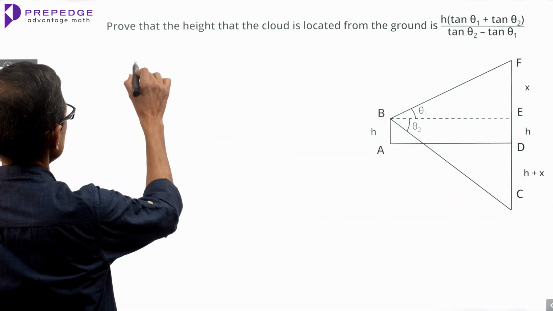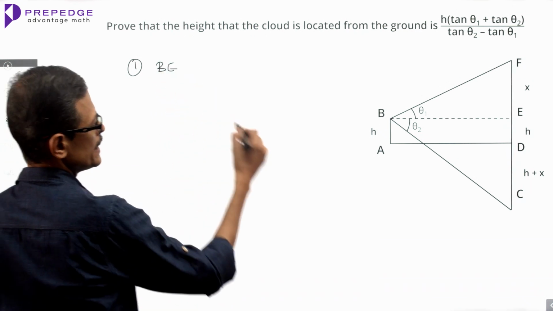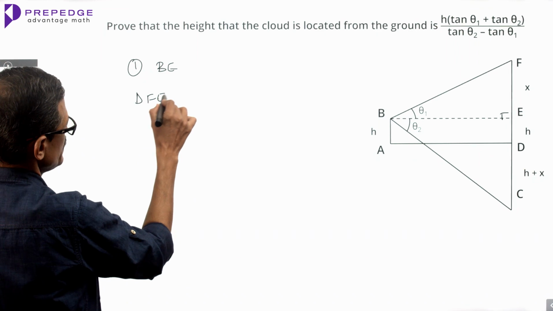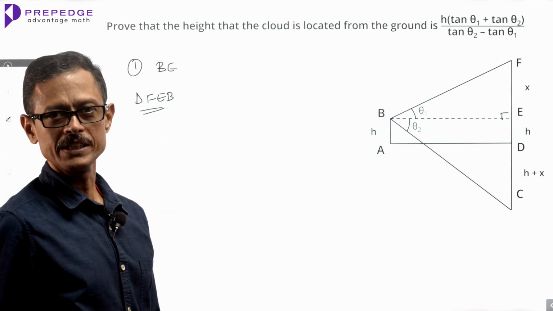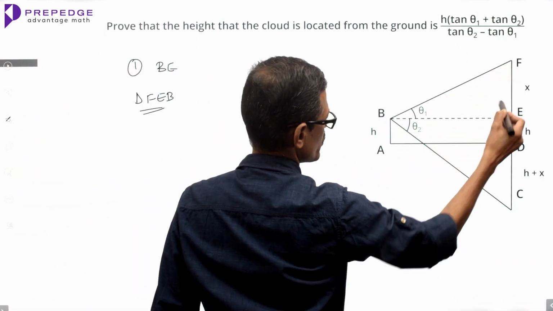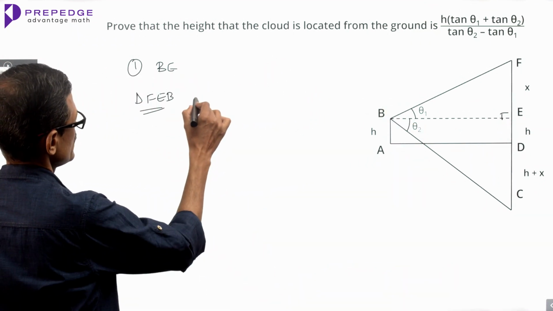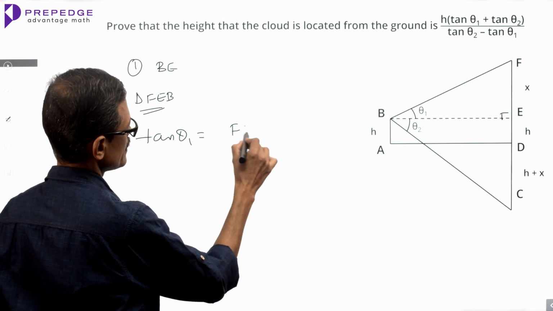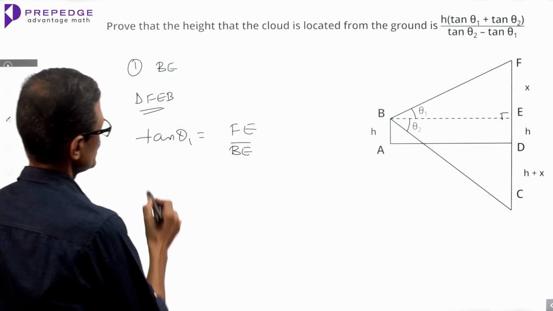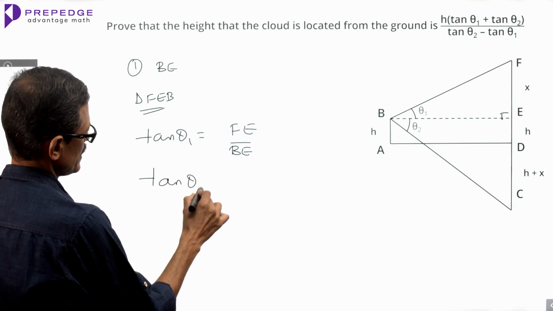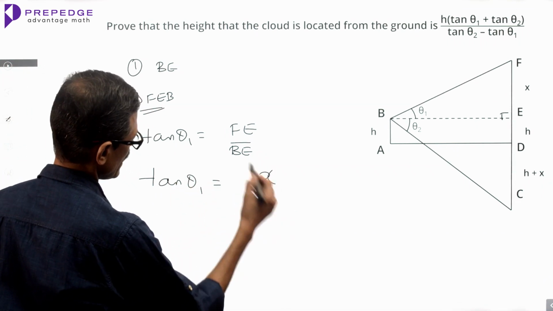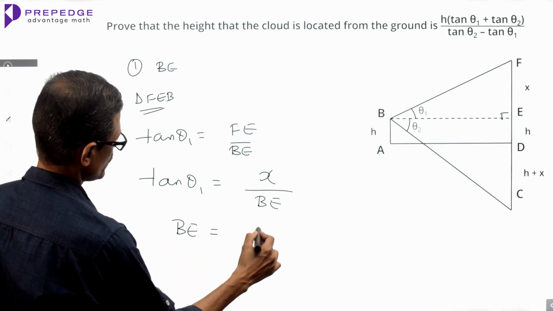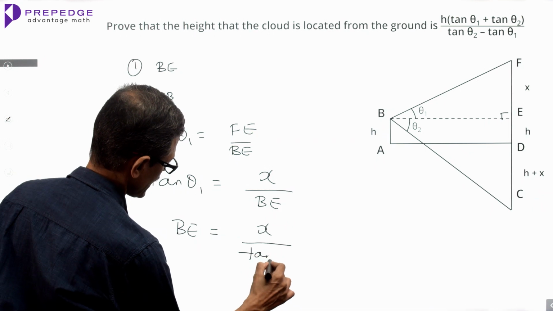Step 1, I'm going to compute the value of BE in right triangle FEB. We know x, the opposite side, and we are going to find BE, the adjacent side. So tan of theta 1 is equal to FE divided by BE. So tan theta 1 is equal to FE, which we have assigned as x, divided by BE. So the value of BE is equal to x divided by tan theta 1.